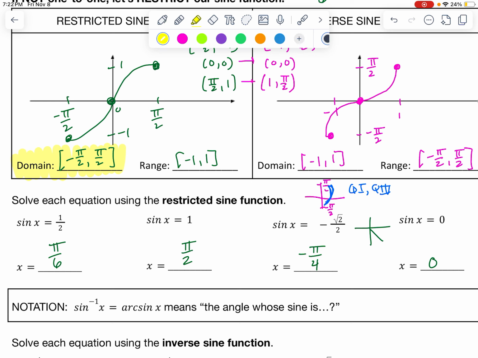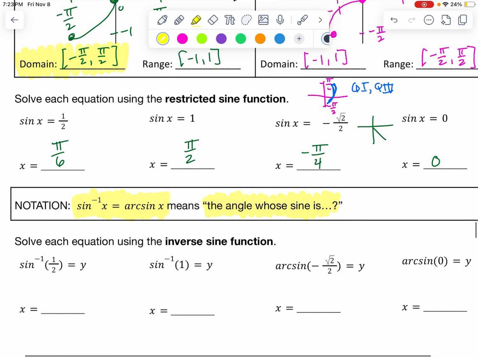Okay. And we do have new notation. Here, when we're talking about the inverse value of sine, you might see this one that you've seen on your calculator or whatever, but you're also going to see sine inverse of x. And this time what you're going to ask yourself is the angle whose sine is blah, blah.